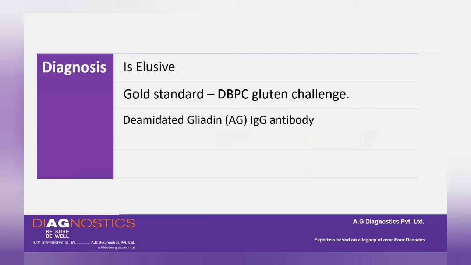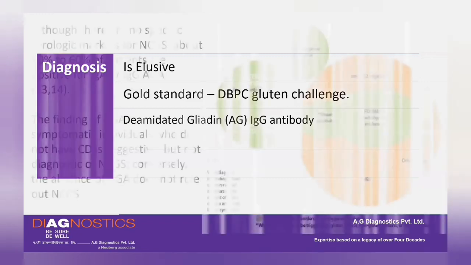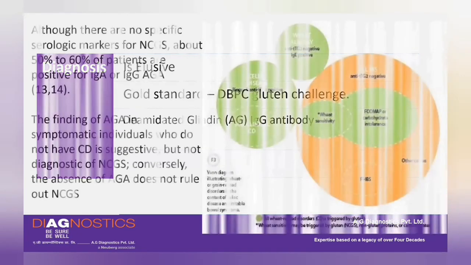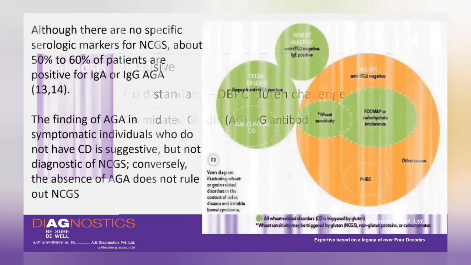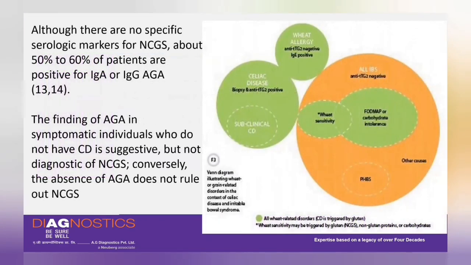In the laboratory, like I mentioned earlier, you can do an anti-gliadin IgG antibody. So although there are no specific serological markers for NCGS, it is now being increasingly seen that about 50 to 60% of the patients are positive for IgA or IgG anti-gliadin antibodies. The finding of anti-gliadin antibodies in symptomatic individuals who do not have CD is suggestive, but not diagnostic of NCGS. Conversely, the absence of anti-gliadin antibodies does not rule out NCGS.